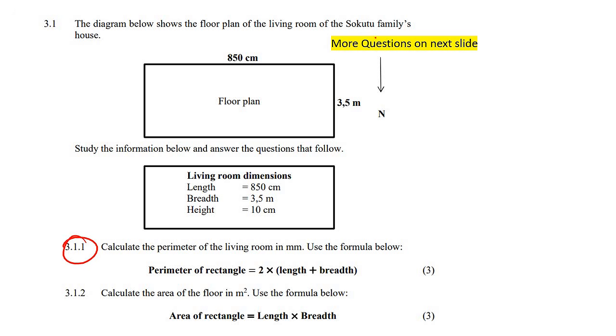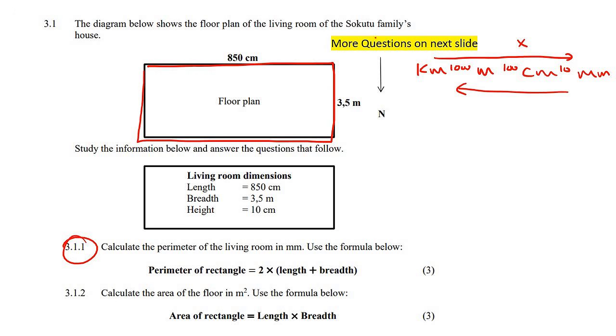Okay, so the first question. Calculate the perimeter. Remember, perimeter is the distance around the shape. You don't have to use these formulas, but if you want to, we can. They wanted the perimeter of the living room in millimeters. So we need to remember how to convert. We've got kilometers, meters, centimeters, millimeters. In between here is 1,000, over here is 100, and over here is a 10. Remember, when you go this way, you multiply. When you go this way, you divide.